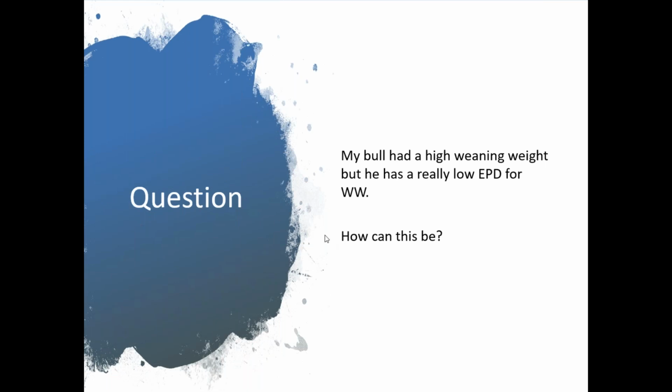And so we have another question for Wade here. It's a question that we hear. We've got somebody who has a bull that had a high actual weaning weight, but he has a really low EPD for weaning weight. So how can this be, Wade? How can you have a poor or a good phenotype and not a very good EPD for that trait? Yeah, so that scenario is not all that uncommon.